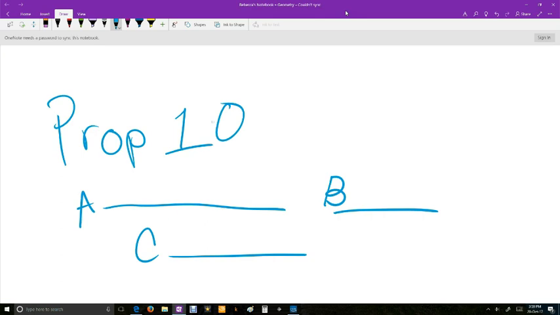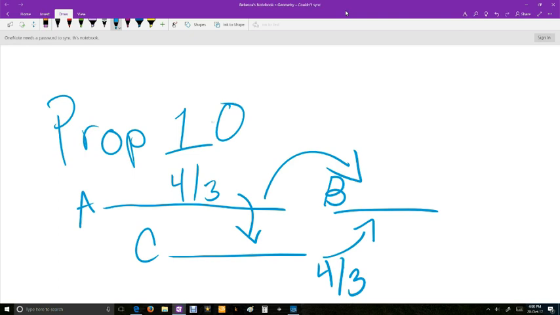But anyway, getting back to Proposition 10. What Euclid is saying is, for example, let's say A is 4/3 the length of C. So it's 130% the length of C. If C is 1, A is 1.3. So A is 4/3 of C. C, likewise, is 4/3 of B, so therefore A is larger than B. That's what Euclid is saying. That's what all of that means.